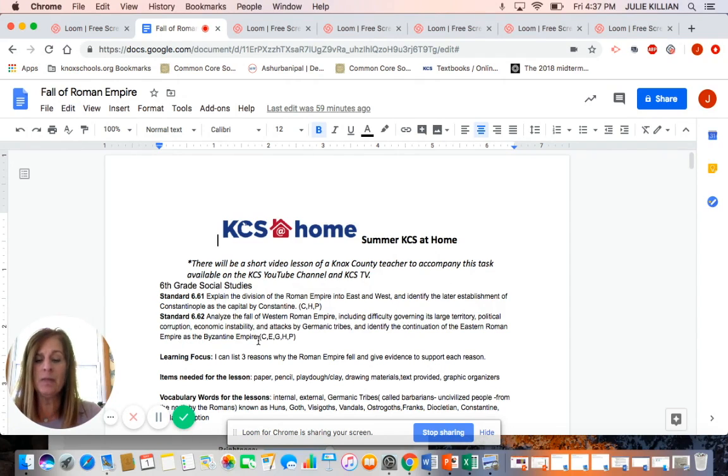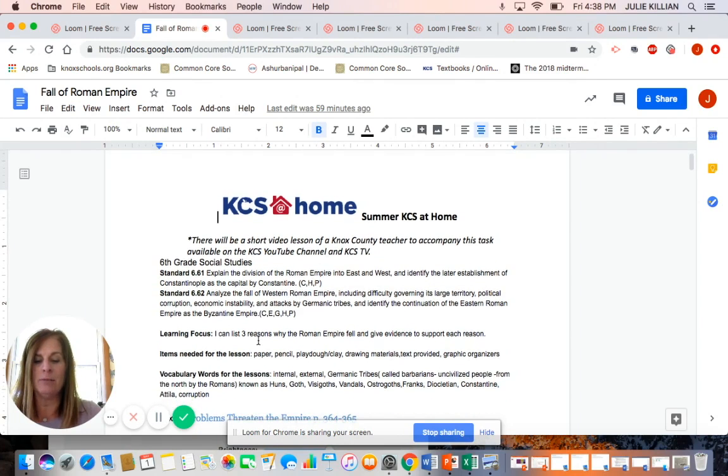Empire. This is a lot of information to cover, and so what I'm teaching you today is basically the highlights of each one of these standards, and this is something you'll need at the beginning of next year when we start school again. So I'm starting with standard 6.62, and the learning focus for that one today is that after we do the lesson, I would like for you to be able to list 3 reasons why the Roman Empire fell, and then you're going to give evidence to support each one of those reasons.